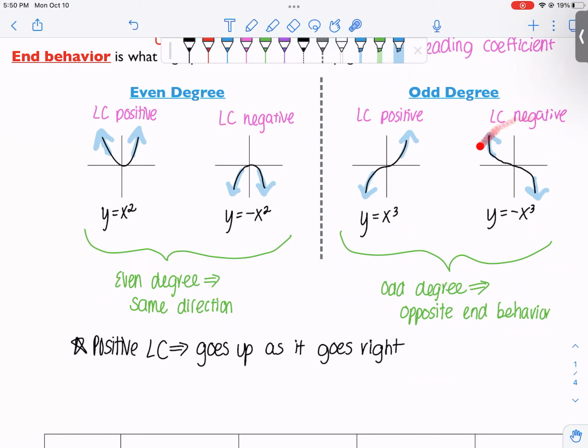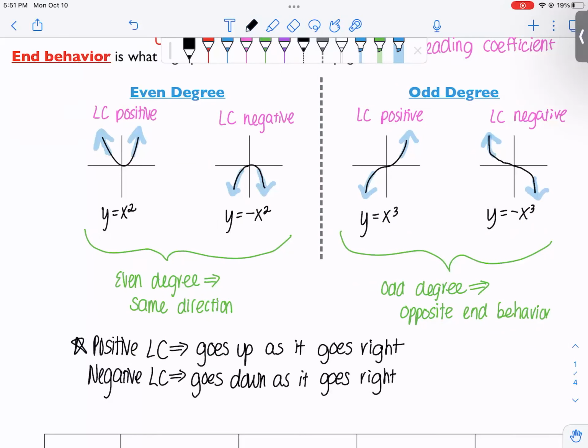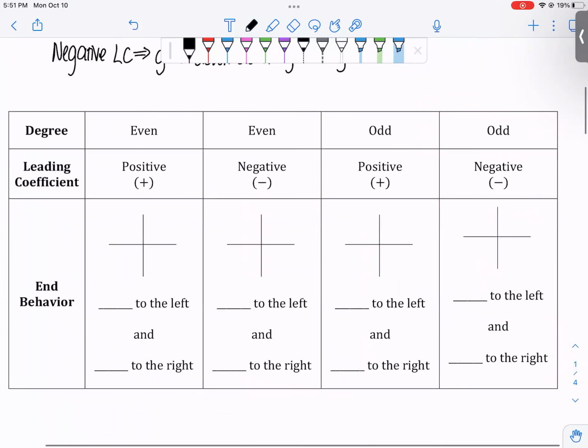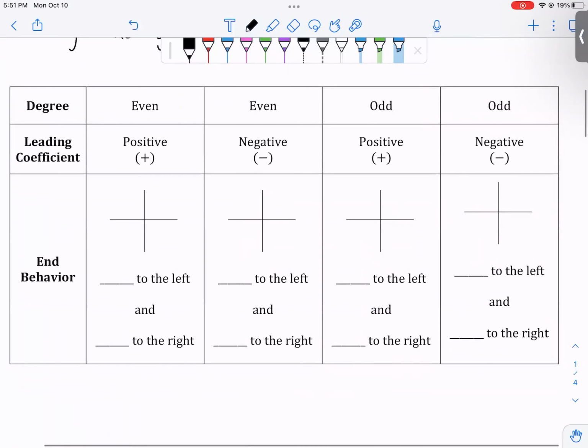If you look at both of these negatives, as it goes to the right, both of these guys go down. So we can fill out this chart here.